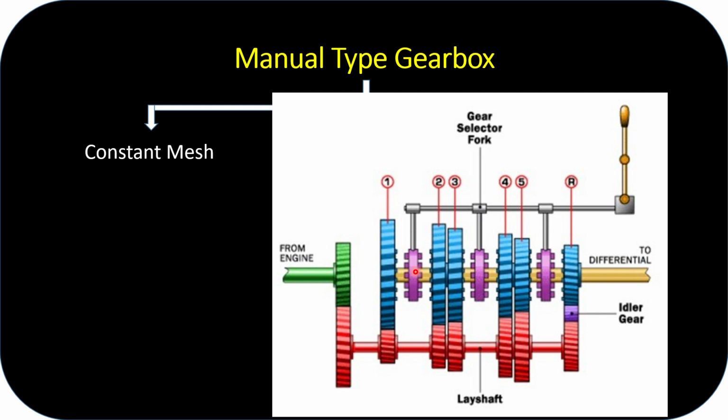If we want to select the first gear, the gears are always in the meshed condition. As the engine produces power, this shaft rotates, this gear rotates, and that will be given to the lay shaft. All the gears on the lay shaft are also rotating, and that rotation is given to the gears mounted on the output shaft, which are free to rotate. So all the time when the clutch is in engaged position, all of this will be in a rotating condition.